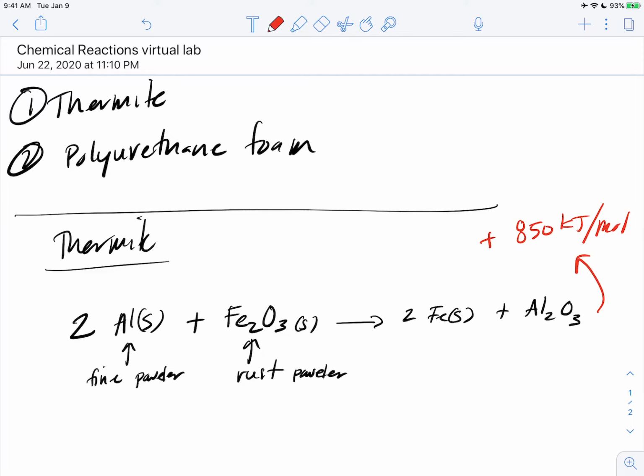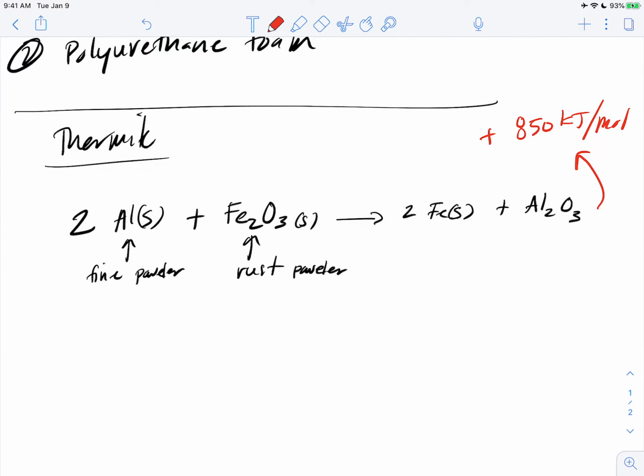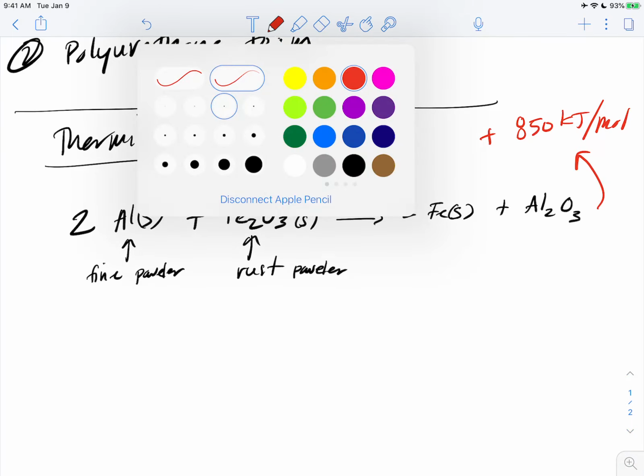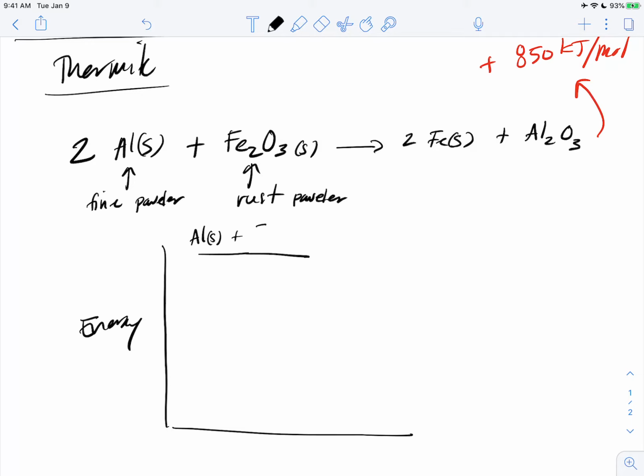Part of the reason why, we can talk about this. We'll link this back to what we talked about in lecture. If we think about our energy diagram, what we're going to have here is energy. We're going to have our aluminum and our iron oxide up here, and down here, we'll have our iron and our aluminum oxide. I'll put the coefficients here.